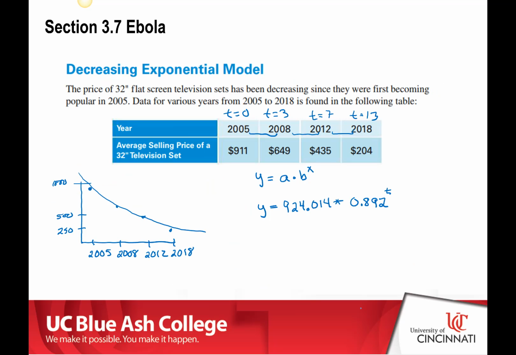Data will not always represent an exponential increase in values. You can also have an exponential decrease. In this scenario that we're given here, we have the average selling price of a 32-inch flat screen TV over time. We started in 2005, then the next value is at 2008, 2012, 2018.